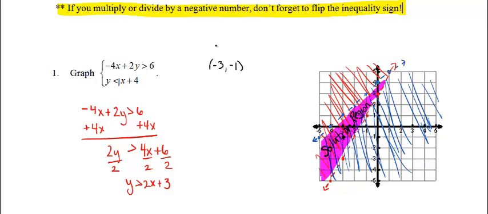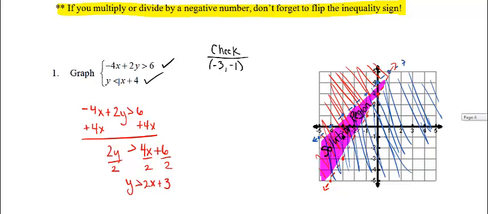If I want to check this point, to make sure that I have correctly graphed, I'm going to plug -3 in here, -1 in for the y. That's going to give me a value of 10. 10 is greater than 6, so it works for this one. And if I plug -3 again in for x, I get -3 plus 4, which is 1, and 1 compared to -1, -1 is less than 1, and so it works here as well. So this point is a solution along with any other point in that region.